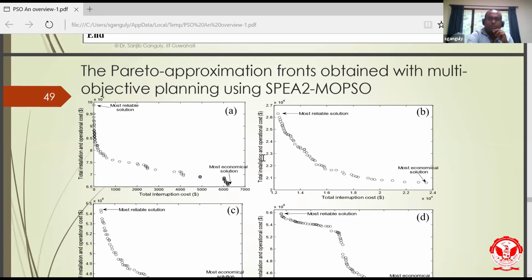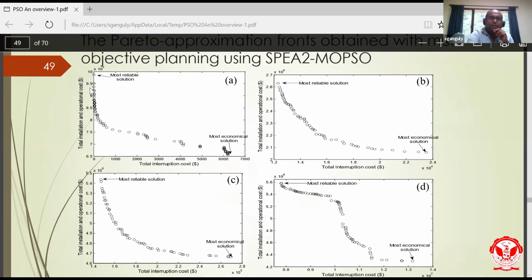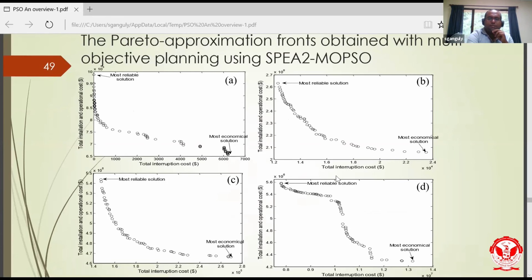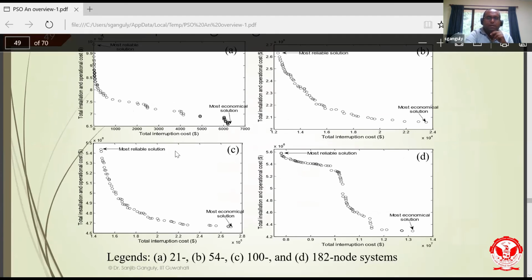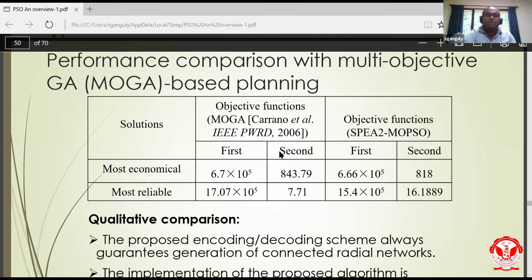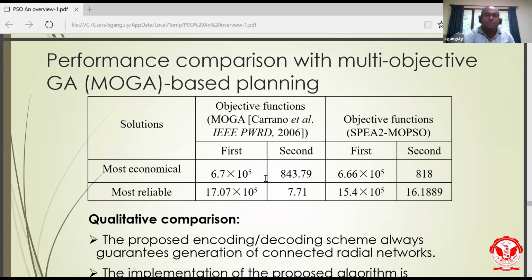Similarly, in all other cases you will find that these Pareto fronts are of different shapes. Some are continuous like this, some are non-convex like this, and some are very disconnected like this. I can also make a performance comparison with the previous work, and I find that both in terms of the first and second objective, SPEA2 provides better results.